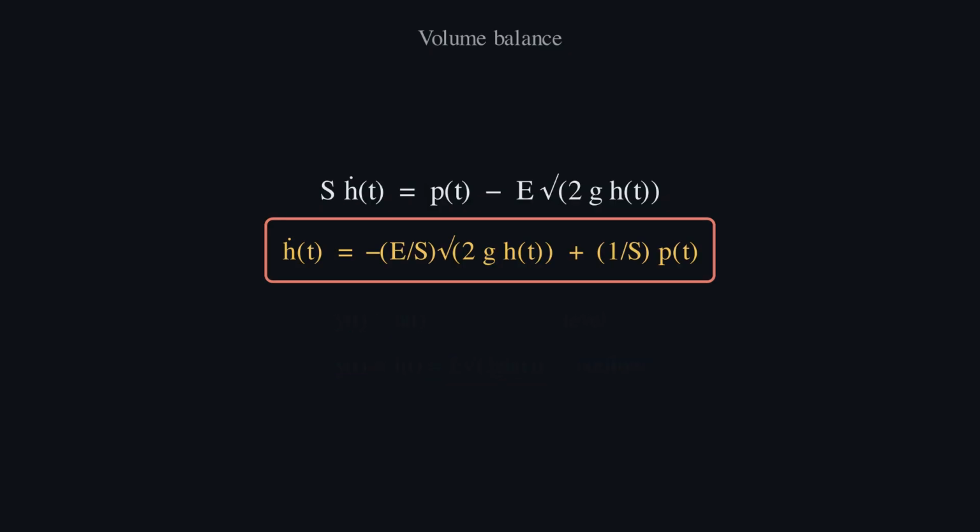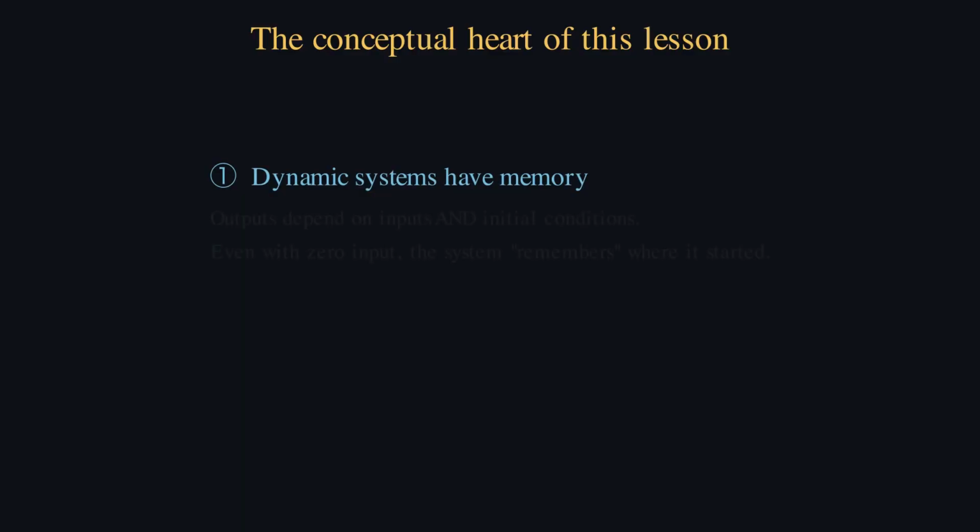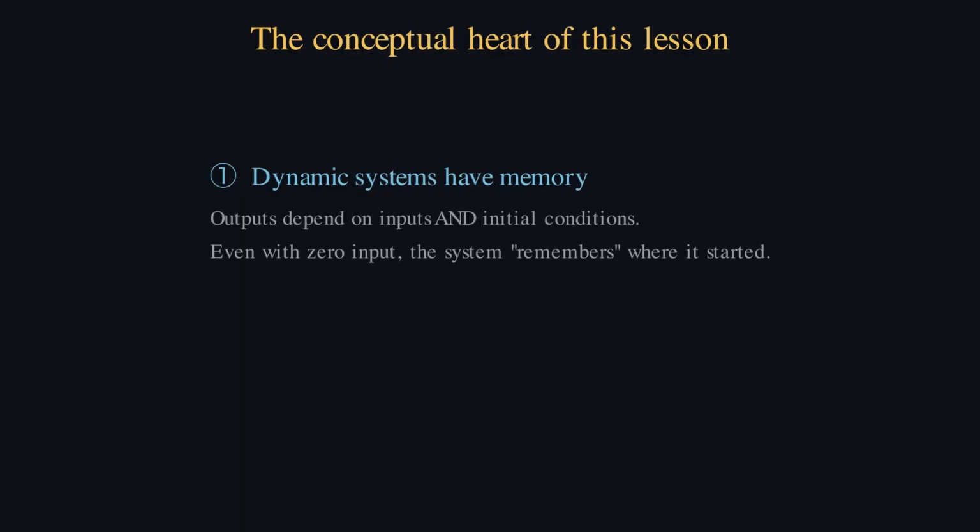So what is important in this lesson? The first takeaway is that the evolution of a system's outputs always depends on two things: the inputs we apply and the system's initial conditions. This depends on initial conditions. The fact that the system remembers where it started even with zero input is exactly what defines a dynamic system, distinguishing it from a purely algebraic system.